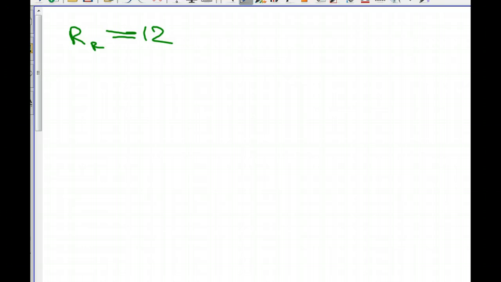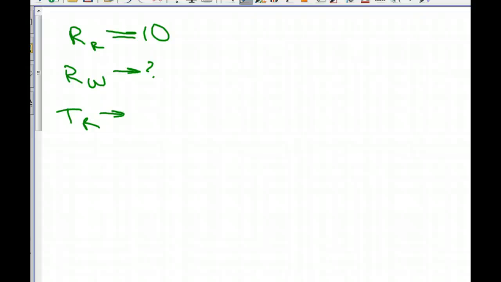At noon, Brer Wolf began the chase from the same starting point. Wait, where did you get 12? Oh, I'm sorry, 10. Thank you. 10. Okay. The rate of Brer Wolf is what? Unknown. Unknown, that's what we're looking for. The time of the rabbit before he got caught was how far? Or how much? 2 hours.